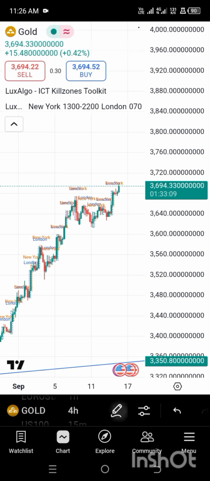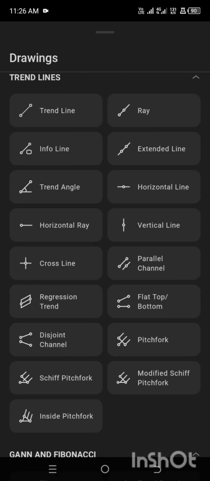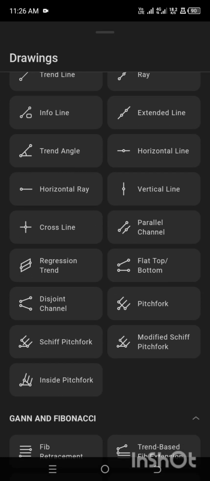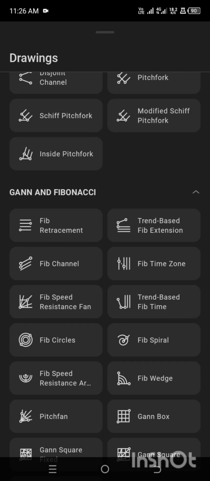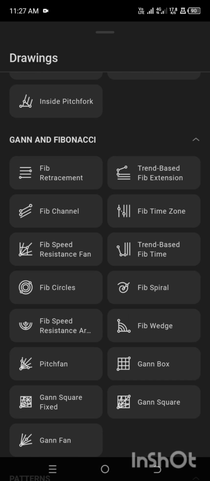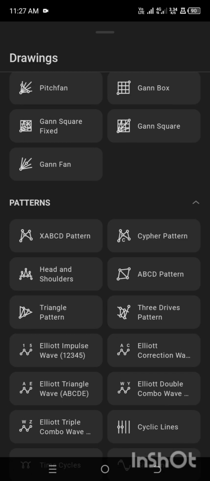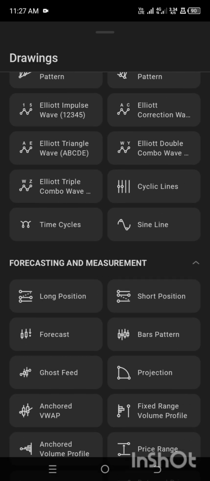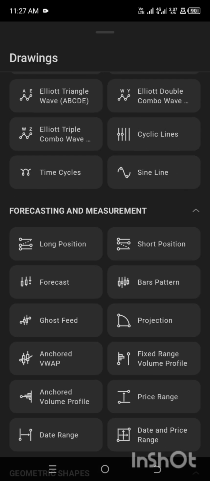Then let's look at another tool here that you can use. They are not so much important. Then we have the Fibonacci extension and the retracement. We shall talk about it in another video. The ABC. Now, for example, the long and the short position.